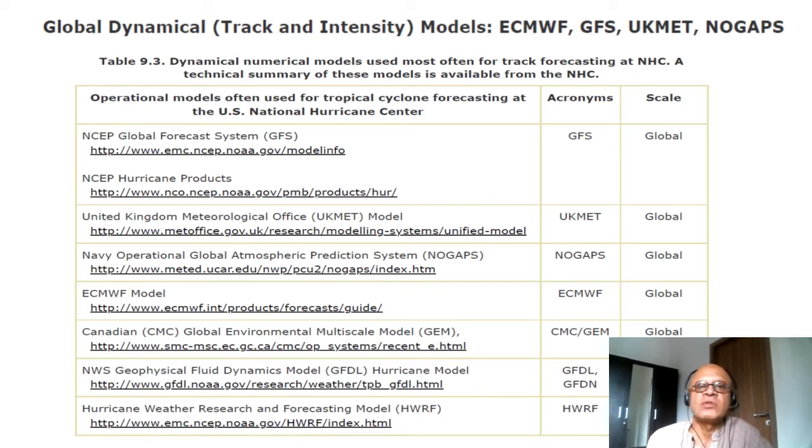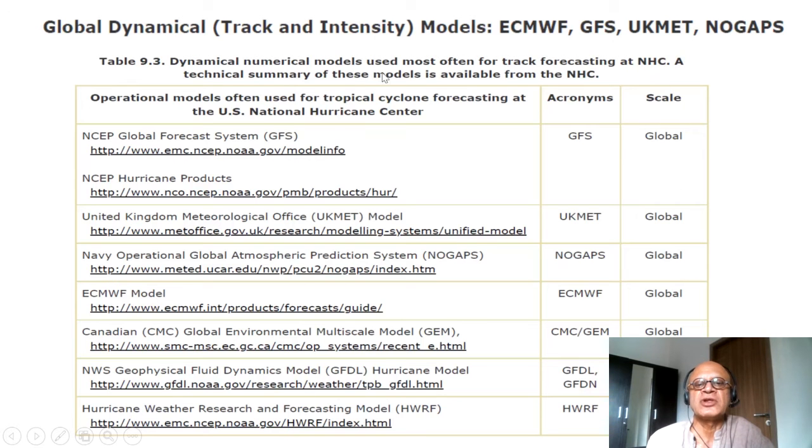Looking at a list of global dynamical models that do track and intensity, we have one from the European Center, the NCEP NOAA Global Forecast System, the UK Met Office, and NOGAPS, I think, is the Navy's global model, if I'm not mistaken. Yes, NOGAPS is the Navy Operational Global Atmospheric Prediction System. So these are the acronyms, and these are the scales at which they run.